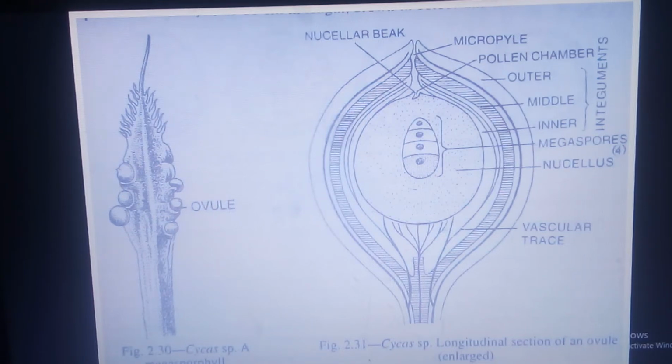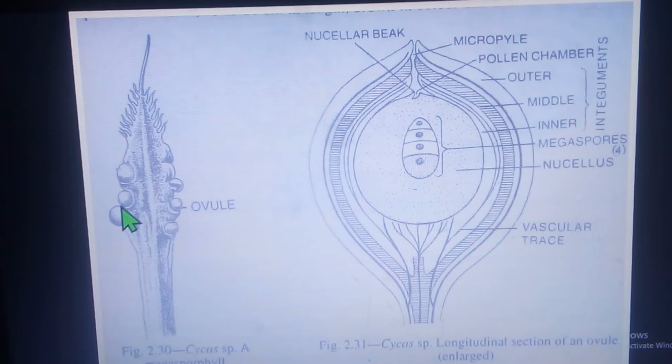Also the surface of the ovules may be smooth, as in the case of Cycas circinalis, or they are covered with brown ramenta, which are thin brown scales that cover the ovule.